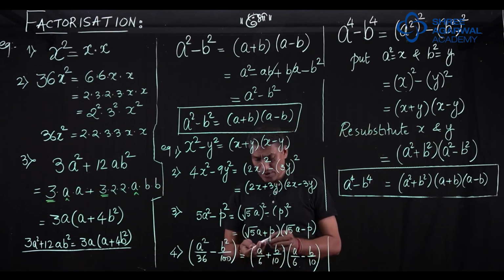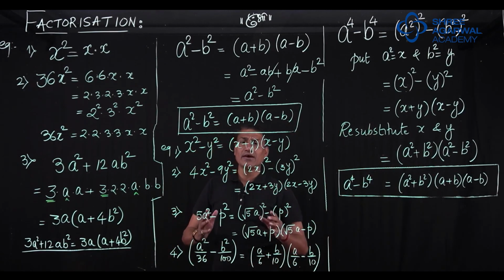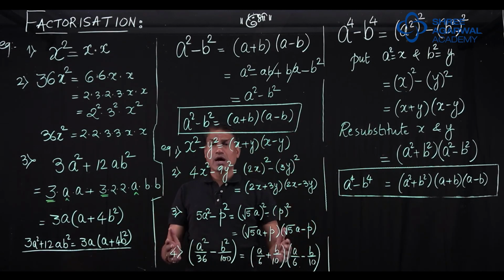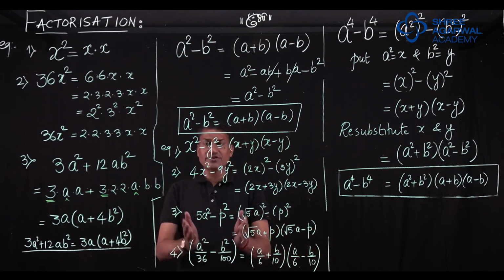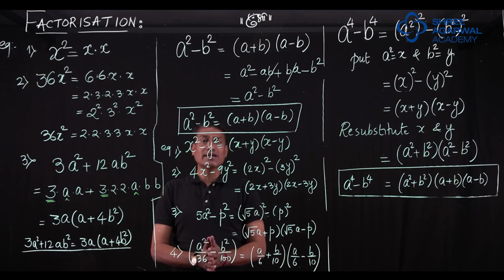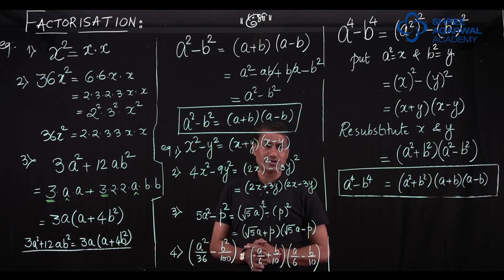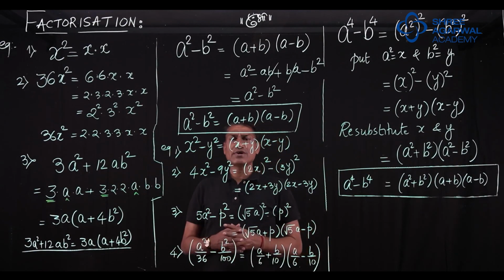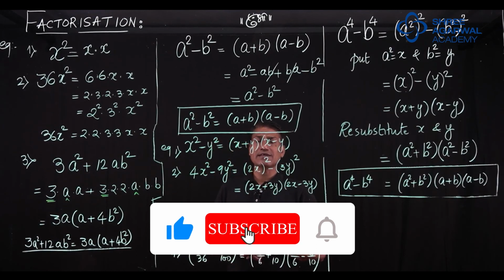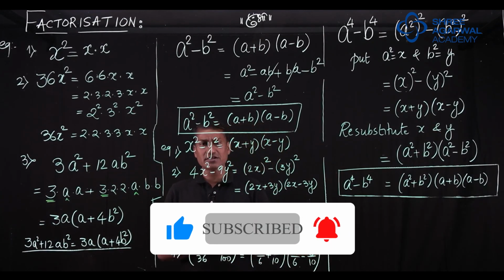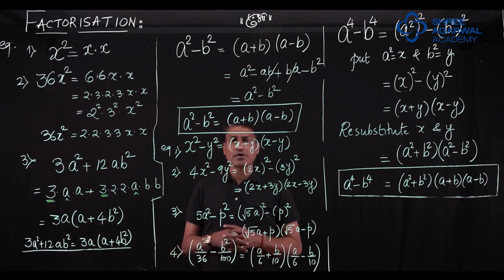I hope you understood the factorization of a square minus b square, how it is to be used, how factors are to be found, even if there are fractions, even if there are rational or irrational numbers, and I showed you the factorization of a biquadratic expression. In our next video, we are going to learn about cubic factorizations, that is a cube plus b cube factors, factors of a cube minus b cube, and so on.